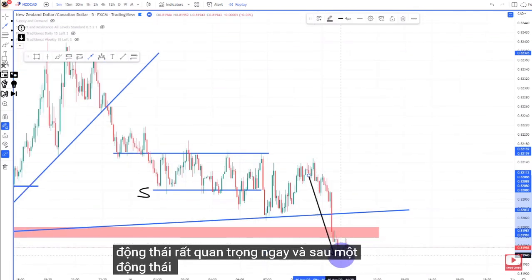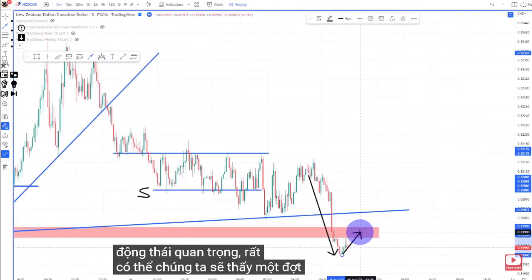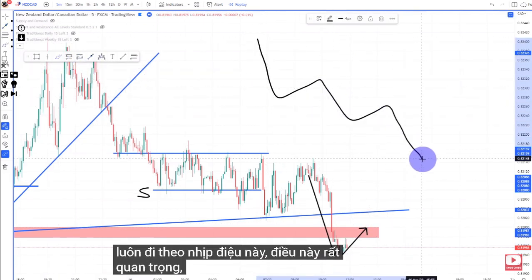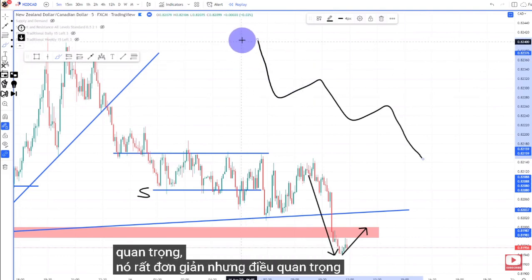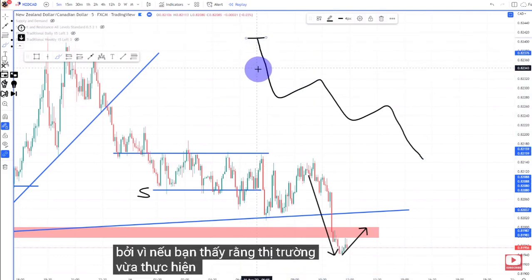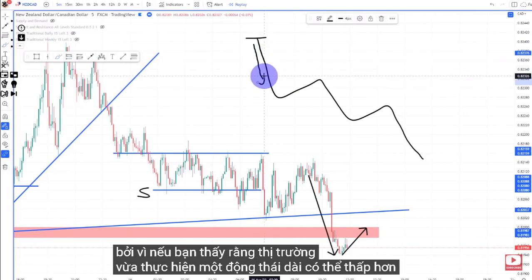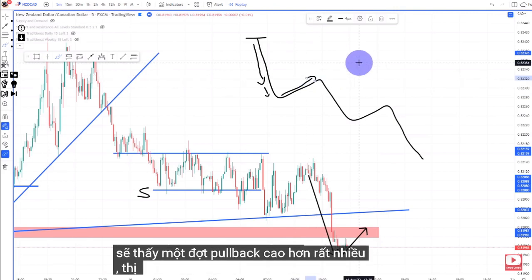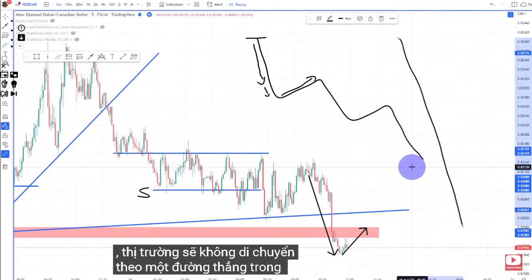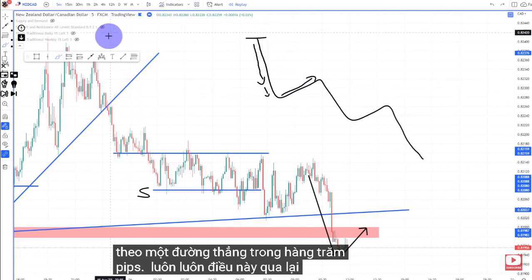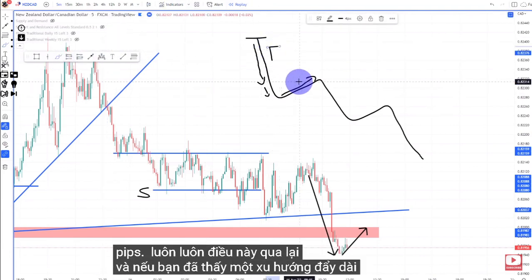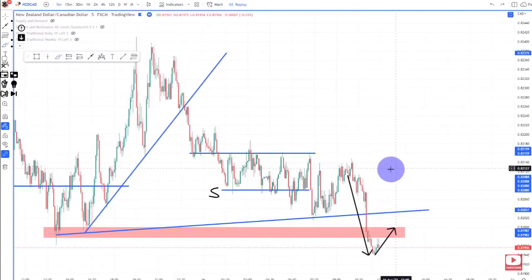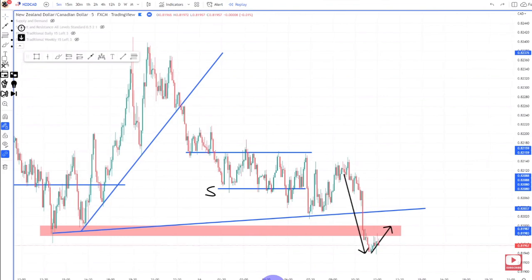And after a significant move, there's a high likelihood that we're going to see a pullback, because the market always goes in this rhythm. This is very important. It's very simple, but it's important. Because if you see that the market has just made a long move, maybe higher or lower, then the likelihood that you're going to see a pullback is just so much higher. The market is just not going to move in one straight line for hundreds of pips. There's always this back and forth. And if you have seen a long trend push, then wait for the consolidation. Don't get in, don't chase long trend waves. Wait for a pullback. You will thank me later.